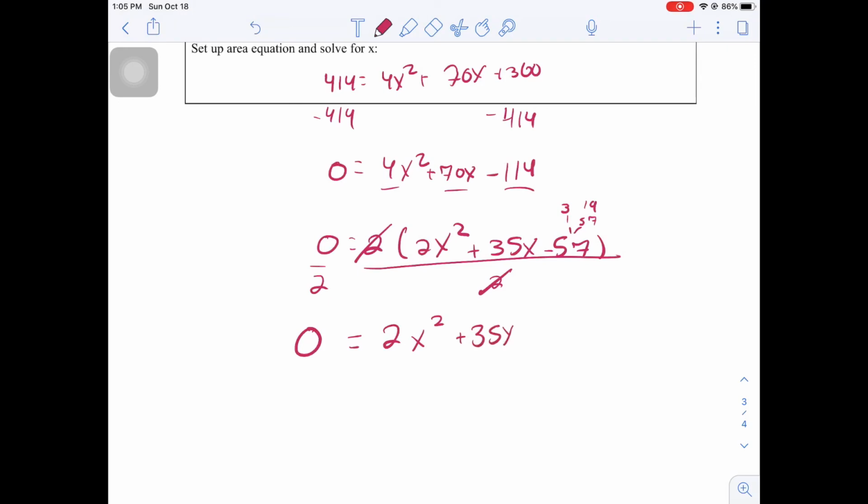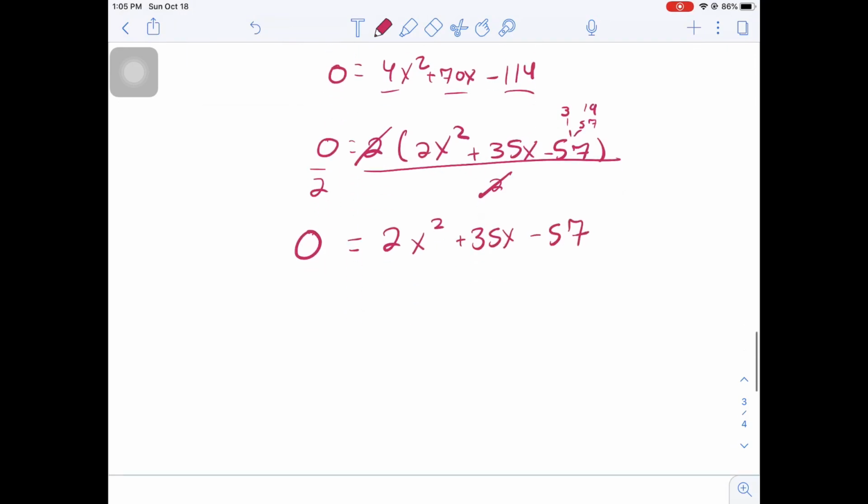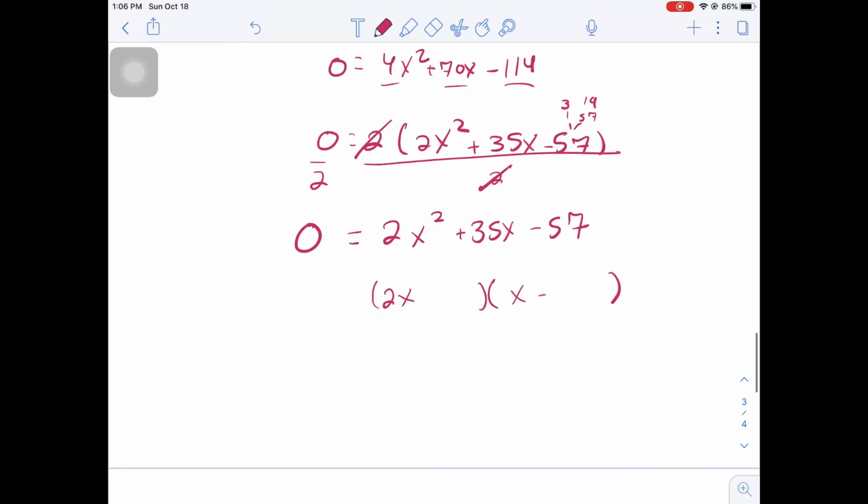So then we can go 2x squared plus 35x minus 57. Now we can write the two factors, right? We're going to have 2x in one, x in the other. Okay. And then we need positive 35 in the middle. Okay, well, 2 times 19 is going to give us 38. So I like positive 19 here for 38. Negative 3 here brings us down to 35. So then our answers are x equals 3/2 and x equals negative 19.